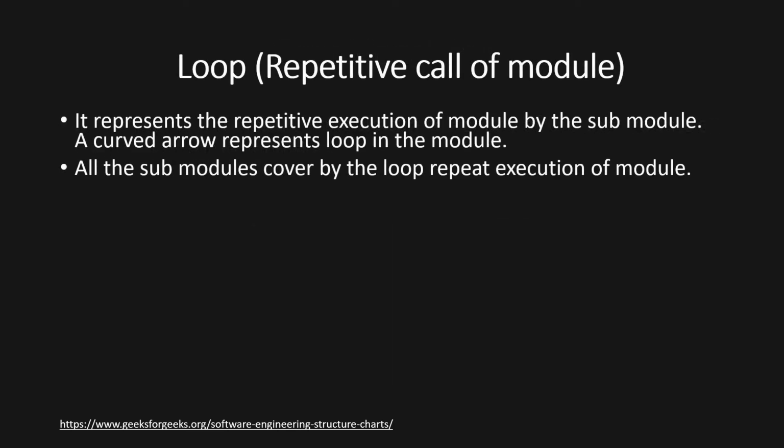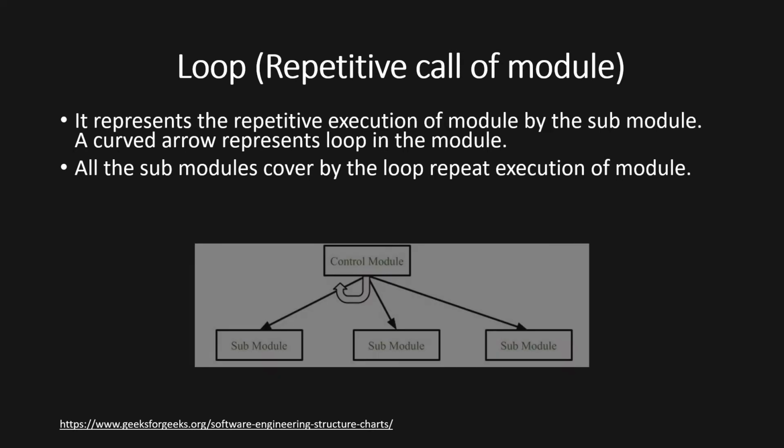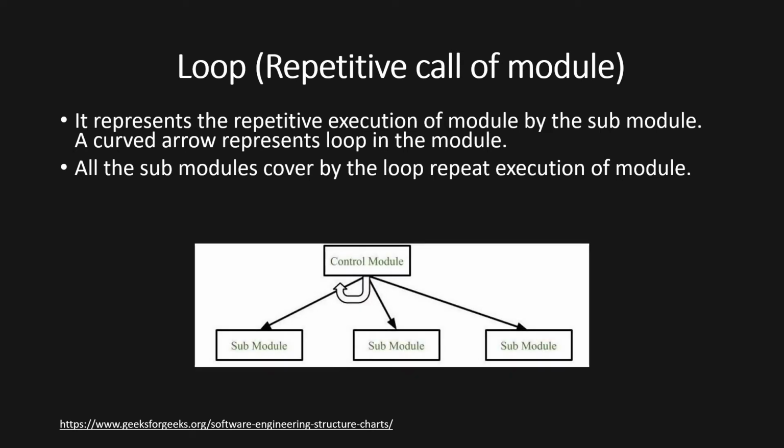The loop is a control module that represents a repetitive execution of a module by the submodule. All the submodules covered by the loop repeat the execution of this module. Here is the example. This arrow represents a loop, and all the submodules below repeat the execution of the control module.